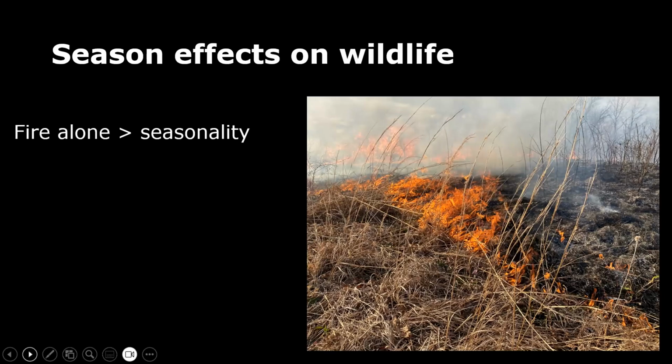Again, I want to emphasize that for most species that we're interested in managing for, especially game species, having fire alone on the landscape is going to override any seasonal effects. Don't get locked into burning during just the month of April or just the month of August. Having fire on the landscape is the most important thing.